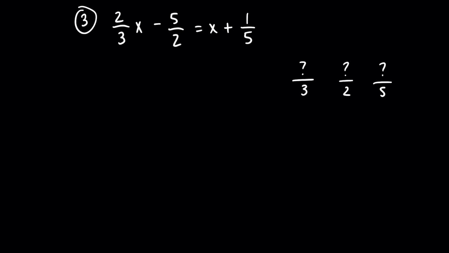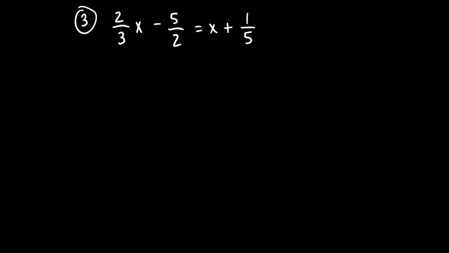Like certainly 300, if you divide it by 3, would be a whole number. It'd be 100. 300 divided by 2 would be 150. 300 divided by 5 would be 60. But I'd rather pick the smallest number possible to do that. And there's a really convenient strategy to find a number that will do this.